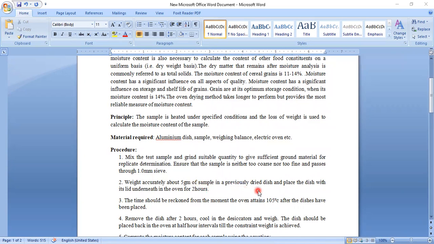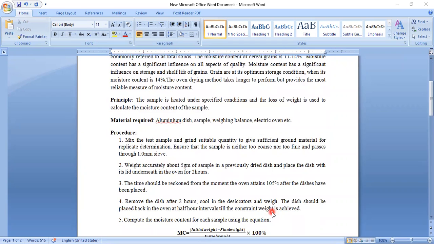Before starting the experiment, before putting your sample into the dishes or boxes, you have to dry them first. Then put the sample in the boxes, and place the dish with its lid underneath in the oven for 2 hours. The time should be reckoned from the moment the oven attains a temperature of 105 degrees Celsius after the dishes have been placed. Operate the oven at 105 degrees Celsius for proper drying for 2 hours, then remove the dish after 2 hours and place it in the desiccator for absorbing the vapor form of the liquid by desiccants, and again weigh it.